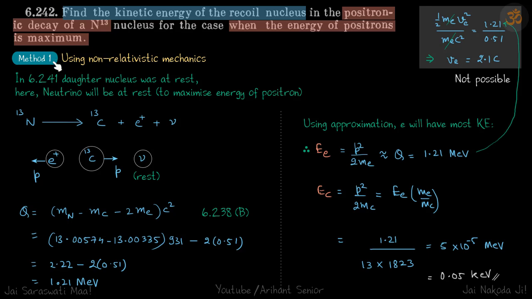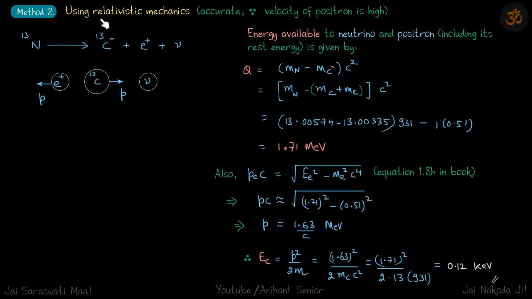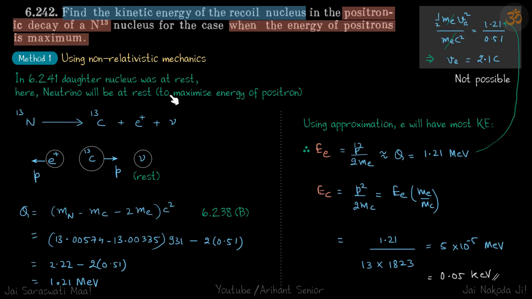So again, like the previous problem, we are going to do it with both the methods. So this is the wrong method, but still we are going to do it, and then we will do it with the accurate way. So let's do it with the wrong way quickly. So this is using the classical mechanics approach, by conserving momentum and energy.